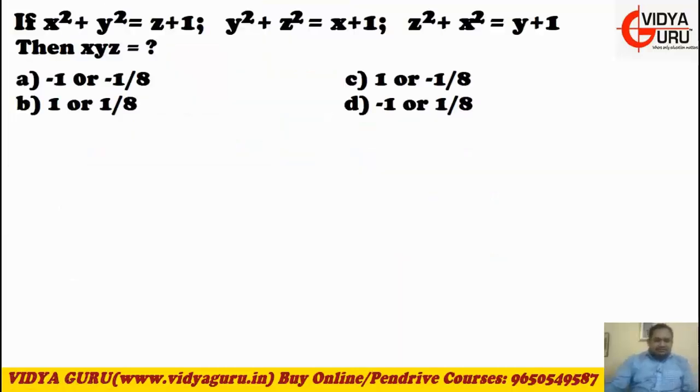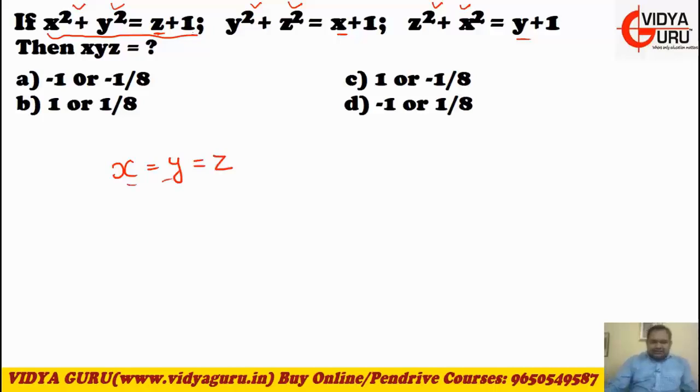Let us see this one. Is the given expression symmetrical or not? X square, y square. Here y square, z square, here z square, x square. Equal treatment. Here z plus 1, here x plus 1, here y plus 1. Every variable has got equal opportunity. So you can easily assume x is equal to y is equal to z and then try to solve this.